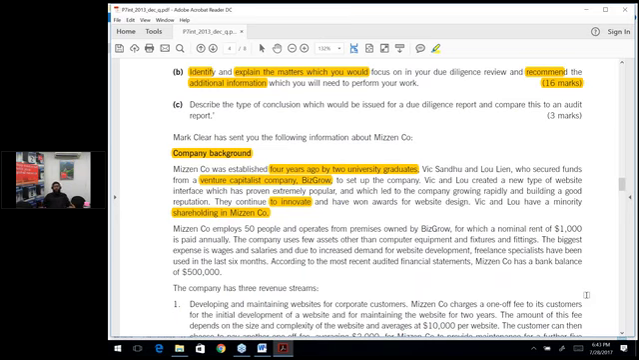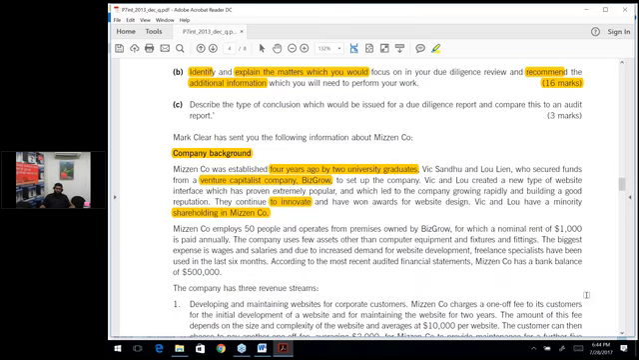If you are acquiring this company, then what are going to be the factors which you will consider before acquiring it? They are important. So you need to think as if you are yourself acquiring this company. Now, it was established 4 years ago by 2 university graduates, Vic Sandhu and Lulian, who secured funds from a VC, venture capitalist company, to set up this company.